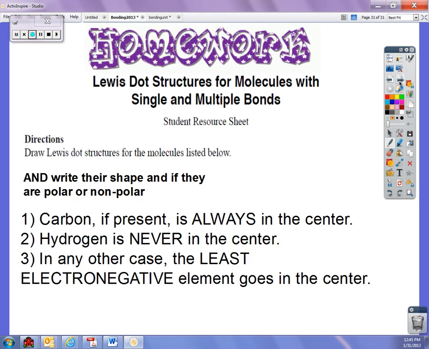Here's the homework. It says Lewis dot structures for molecules with single and multiple bonds. What you're going to do is take the paper that we did in class on covalent bonding. You're going to draw the Lewis dot structures for the molecules, following these 3 rules that I gave out yesterday in class. You're going to draw their proper shape according to the shapes you have in your notes, and you're going to tell me if they're polar or non-polar.